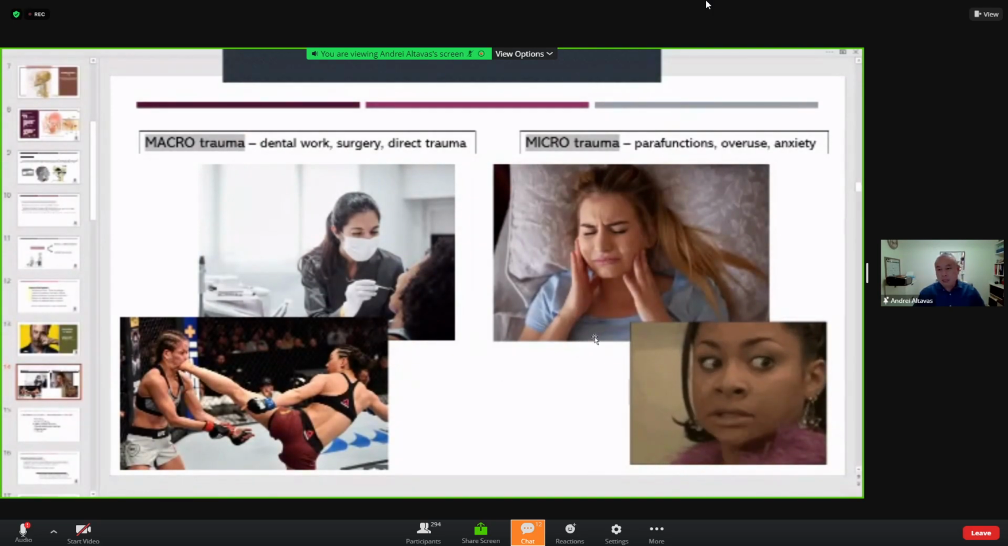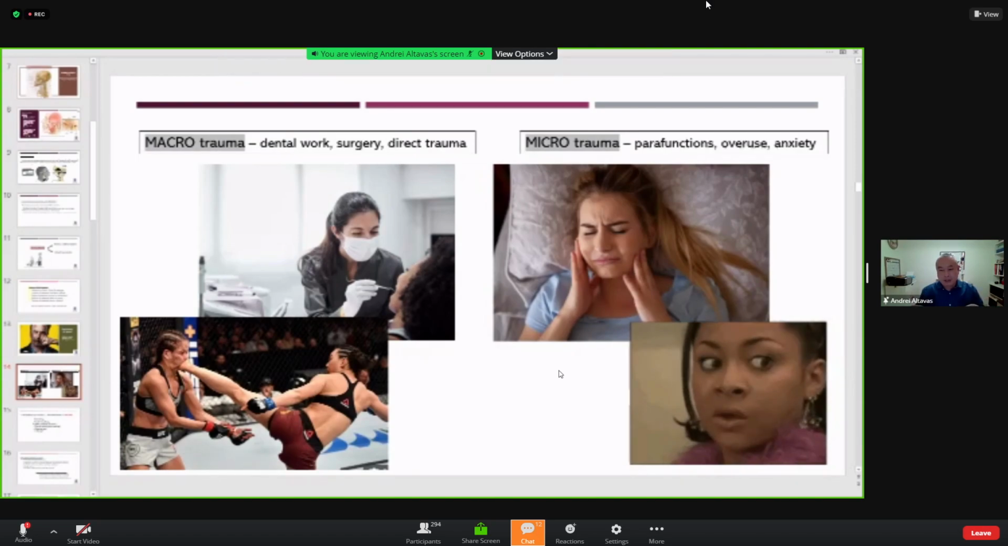Now, micro trauma, and this is where we need to really investigate. Macro trauma is easy, they'll tell you exactly when it started. But for micro traumatic events, you'll have to dig into their habits. The term that they use in orofacial management for habits is parafunctions.